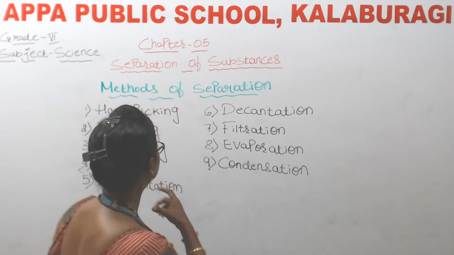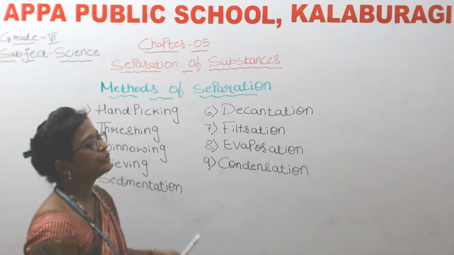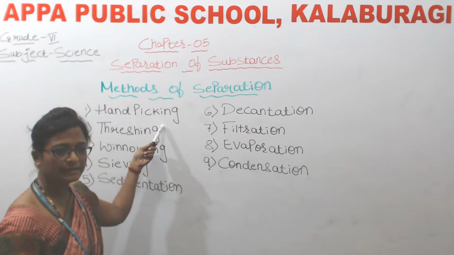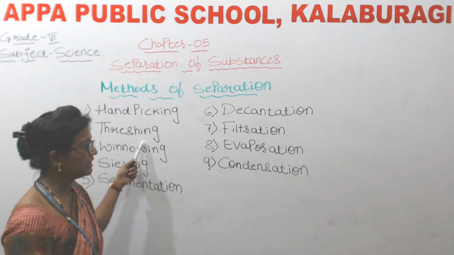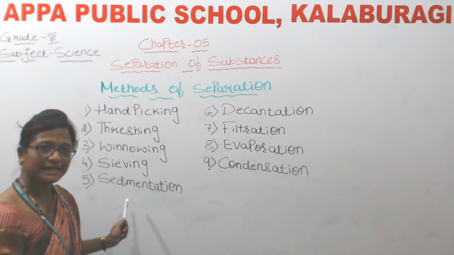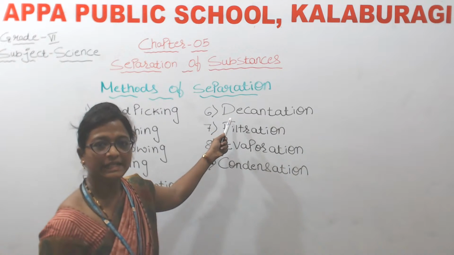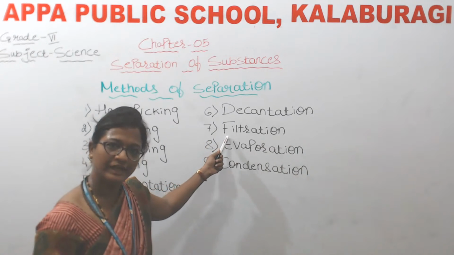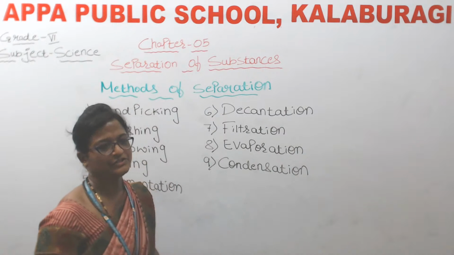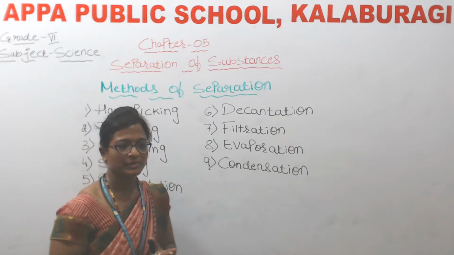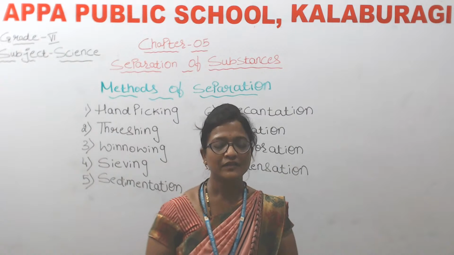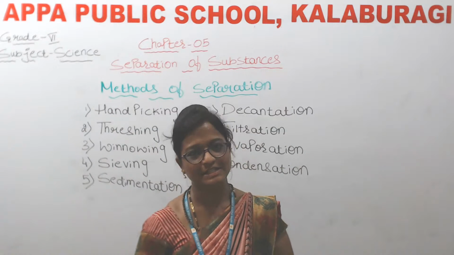Okay, so let me repeat once again. There are a few methods of separation. Which are those? They are hand picking, threshing, winnowing, sieving, sedimentation, decantation, filtration, evaporation, condensation. So these are the methods we use to separate the substances. Now let us discuss one by one in detail.